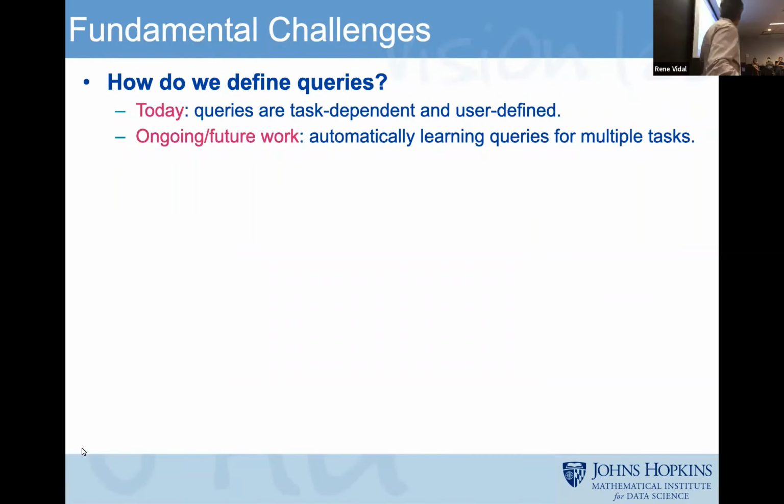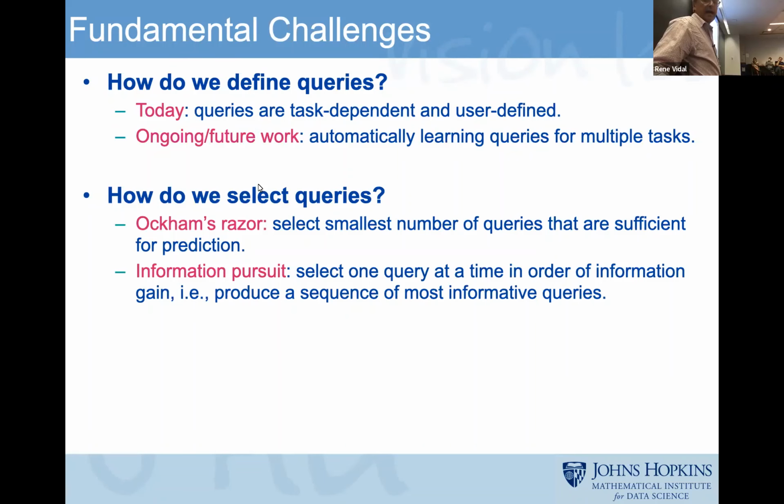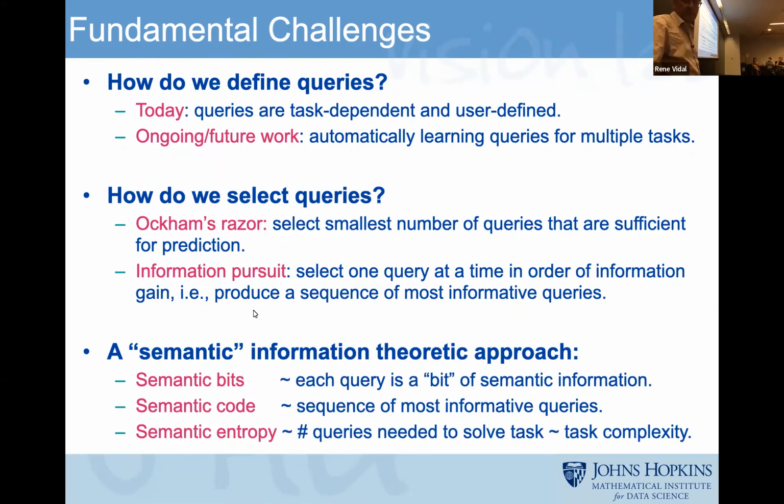Okay, so what is it that I'm going to do today? The work today assumes that these questions are given to me. So an important question and future work is, how do I actually learn automatically the queries? That's going to be outside of the scope of this talk. I've already said that we're going to select the smallest number of queries, and the algorithm is really going to be information theoretic. It's going to be selecting the query that is most informative for making the prediction, and I'll explain what that means in a moment.